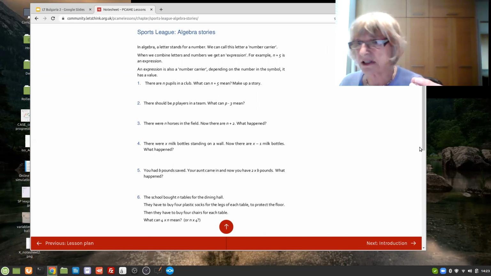What we're doing here is getting underneath the words and the expressions to see that they understand what that n means. What does the next one mean? There are P players in a team. What can P minus 3 mean?